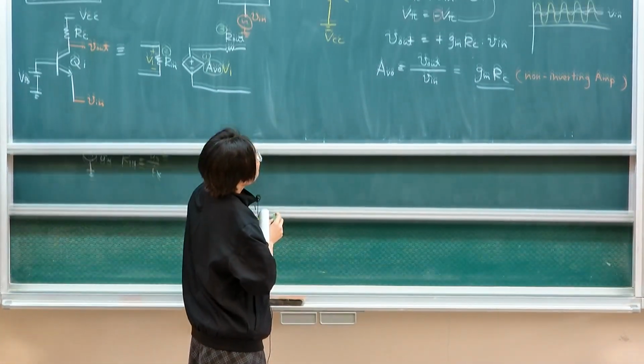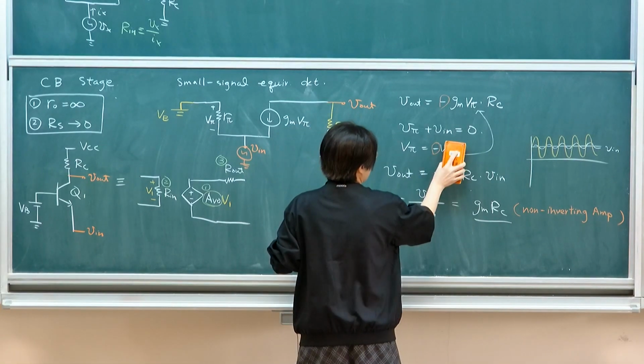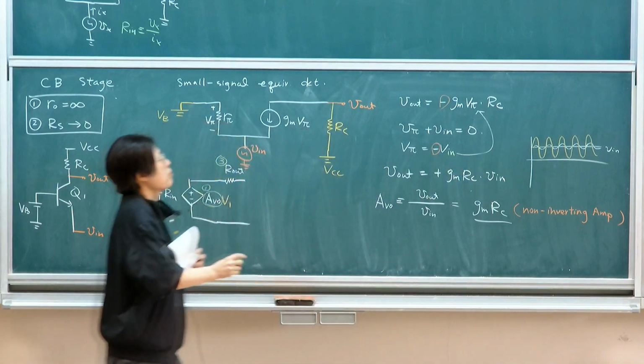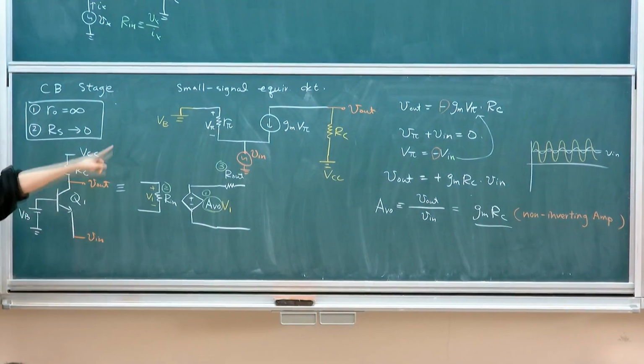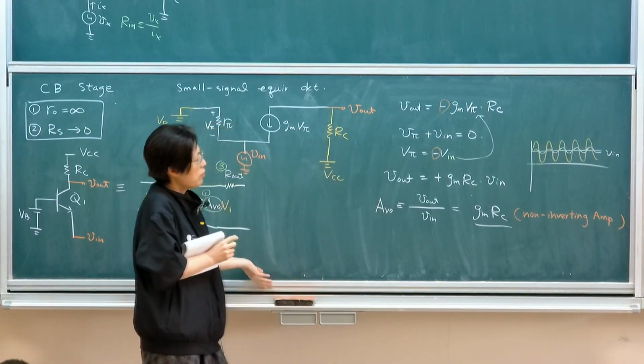V pi. Oh, sorry. V. Thank you. So V pi equals minus Vx, that's why. There's a minus sign coming from this equation.